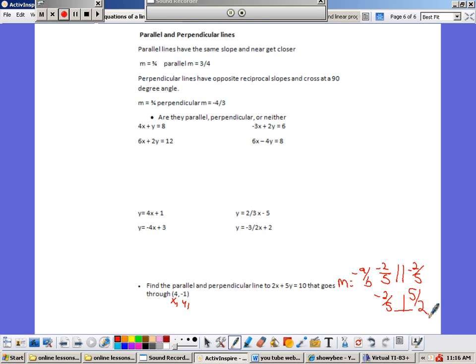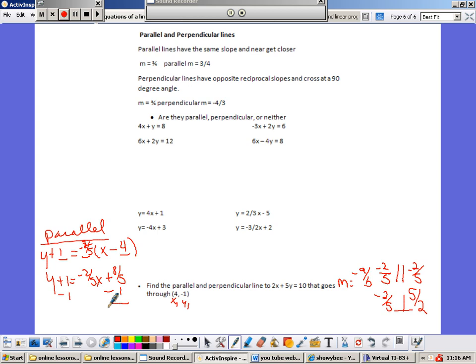So now I found the slopes I'm going to use. So for my parallel, I'm going to do y minus blank equals blank times x minus blank. I'm going to put in my slope of negative 2/5 because it says my parallel lines will have negative 2/5 as a slope. And I'm going to put in my point, 4, negative 1. So y plus 1 equals negative 2/5 x plus 8/5.